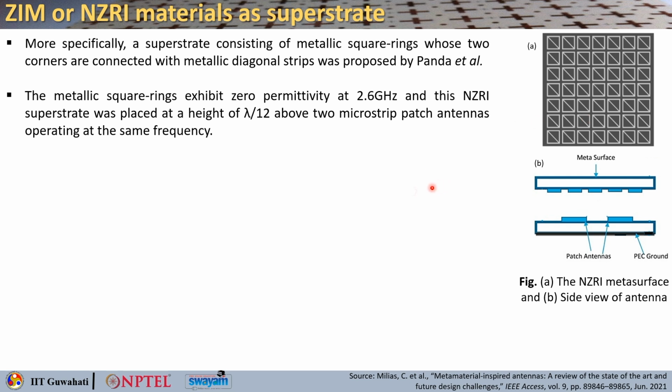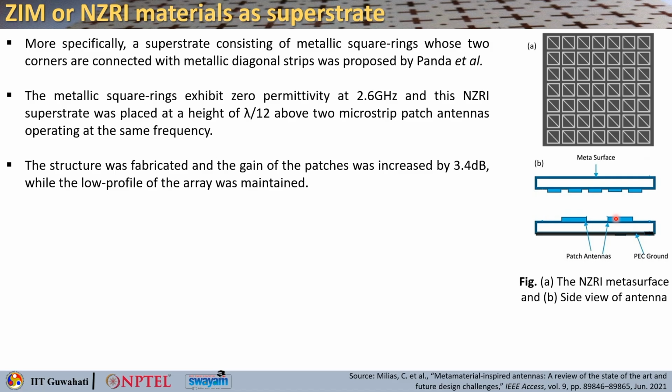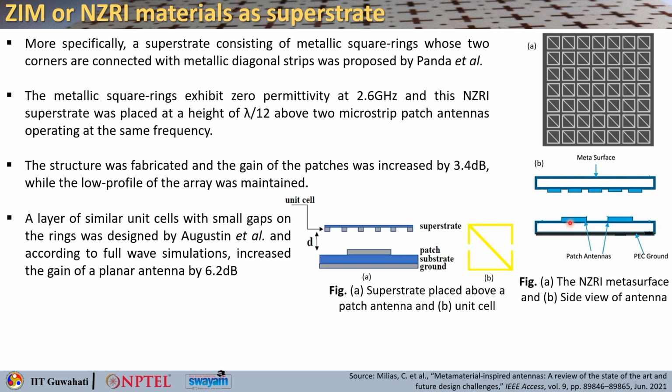The metallic square rings basically exhibit zero permittivity at 2.6 gigahertz, and when this near zero refractive index substrate is placed at a distance, say lambda by 12, above these two microstrip patch antennas, which are also operating at the same frequency, then you will get some gain enhancement. So, this structure was fabricated and the gain of the patches increased by 3.4 dB, while the low profile of the antenna array was maintained.